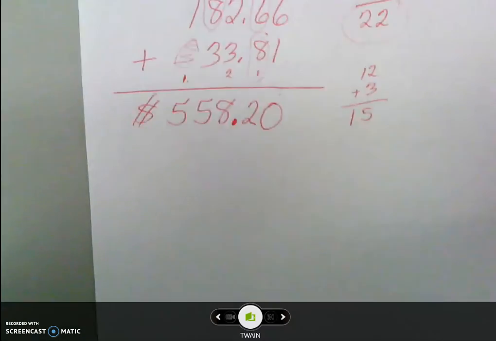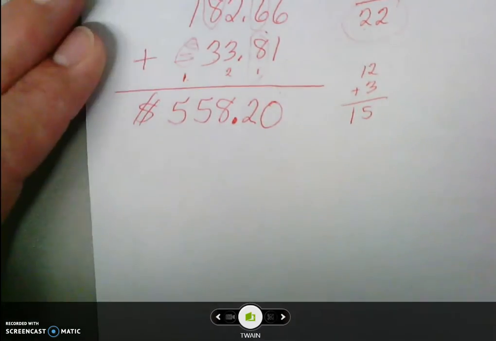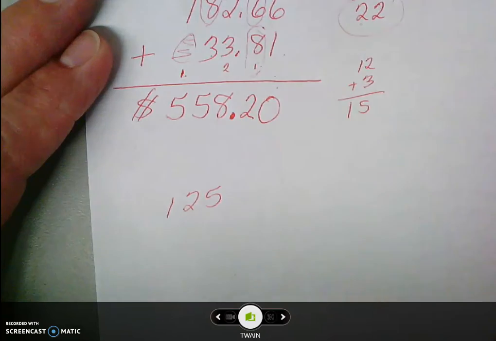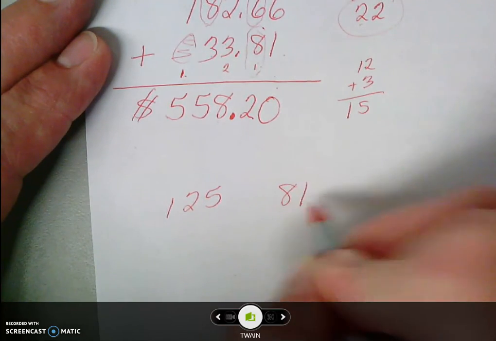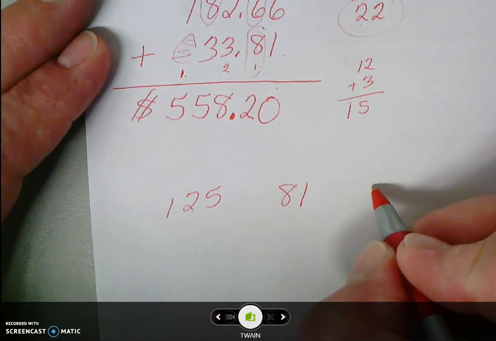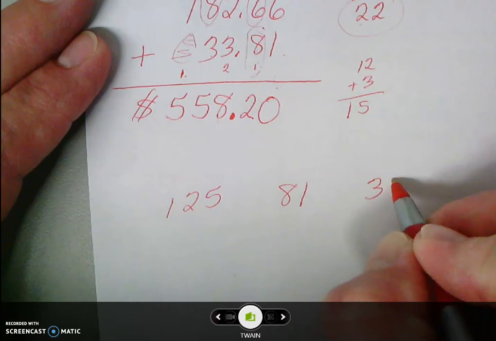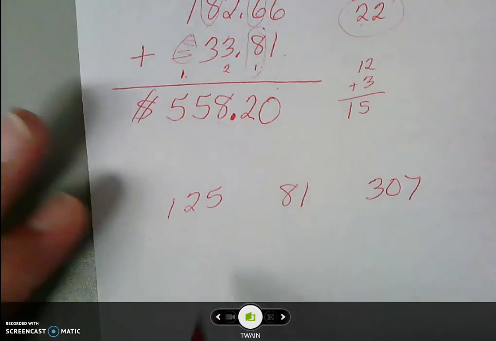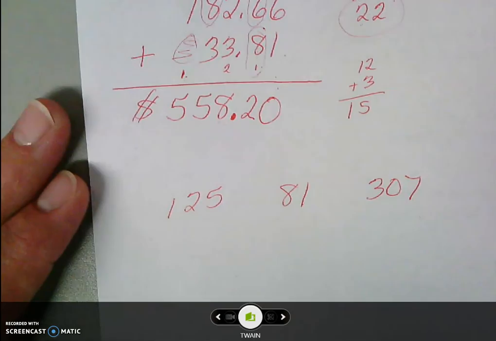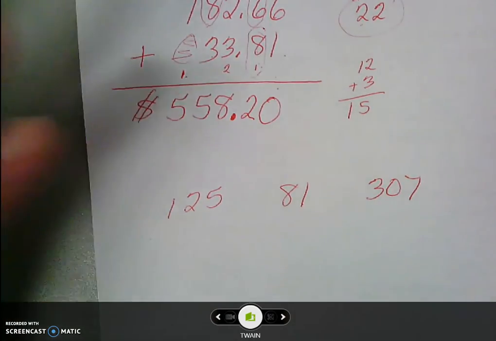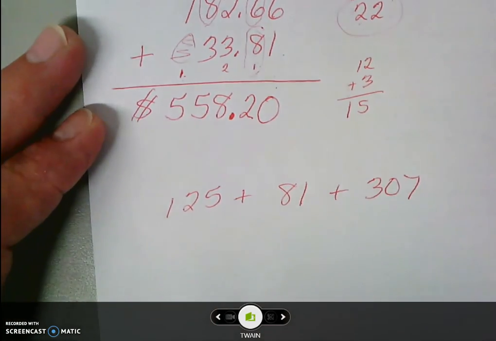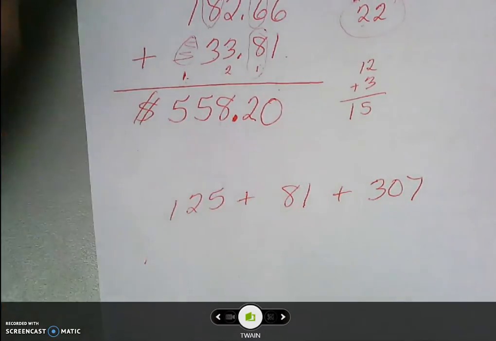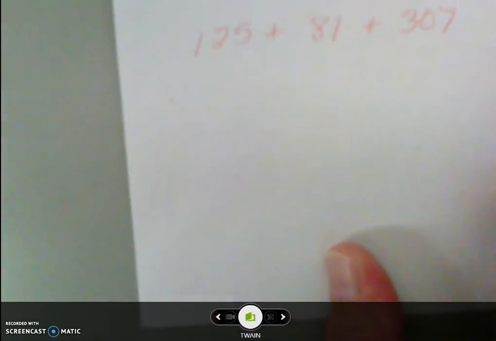All right. What if we weren't using dollar signs? Okay, what if we just wanted to add 3 numbers? Let's say we wanted to add 125 and we wanted to add 81 and we wanted 307. Okay, now there's no decimal point to line it up. How are we going to write that? Well, you could do it like this, and some people like to write it out that way. I prefer to write it vertically. It helps me to see it better.